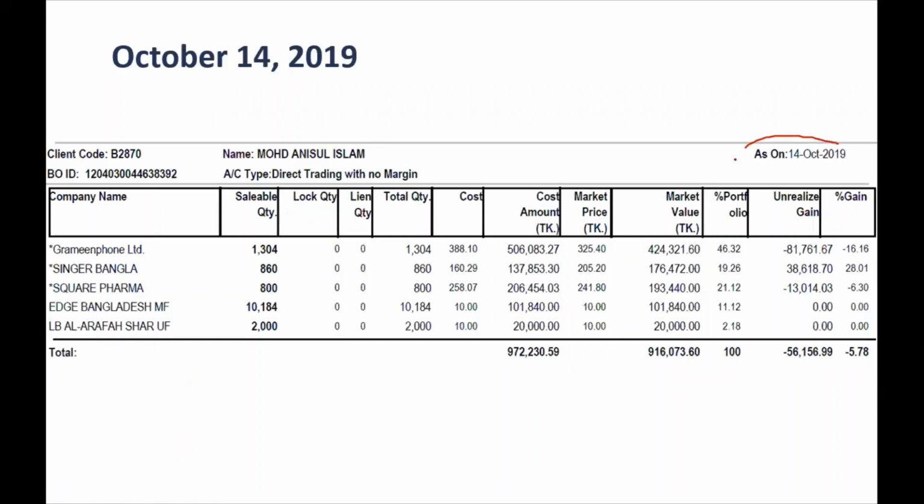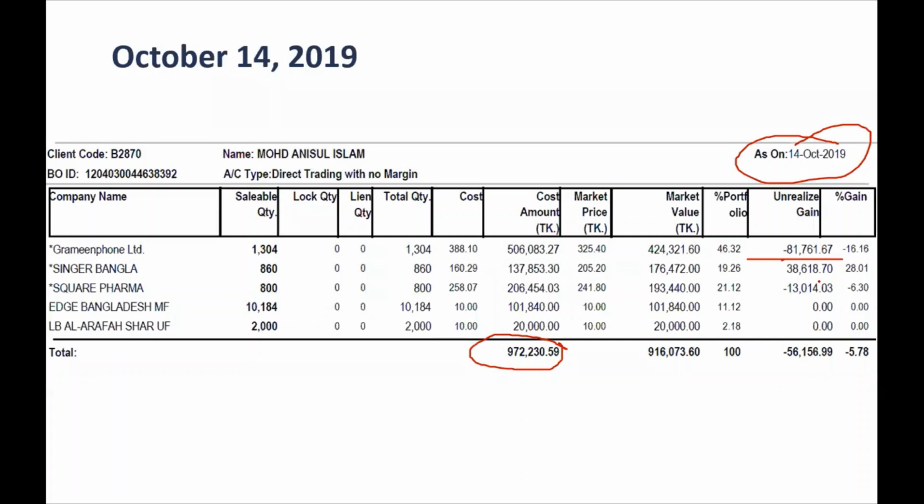You see the date? Yes, sir. You see any item? Exactly one year ago, approximately. Okay, October 14, 2019. How much loss did I incur from this first instrument? 81,761 out of my total investment of close to 1 million.